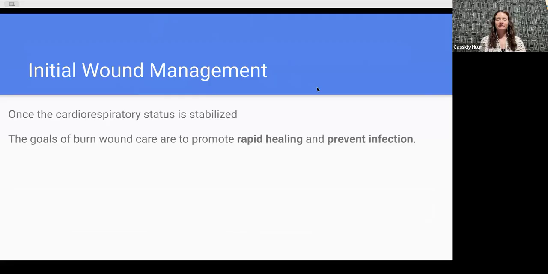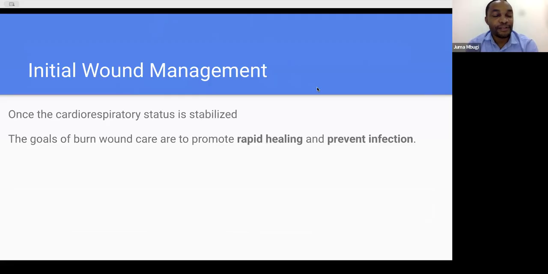Thank you. So what is the initial wound management? Usually consider initial wound management after you have stabilized your patient. So do not rush to start managing the wound before you have stabilized your patient. Cardiorespiratory stabilization comes first, and then initial wound management. And what's the goal of wound management? The goal here is to prevent infection and to promote rapid healing.